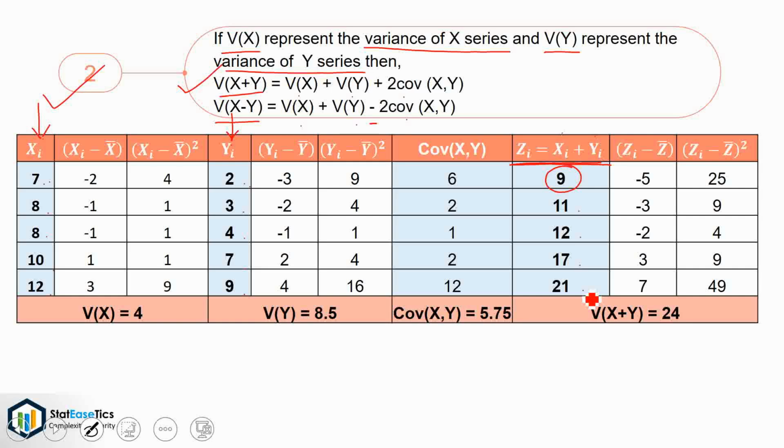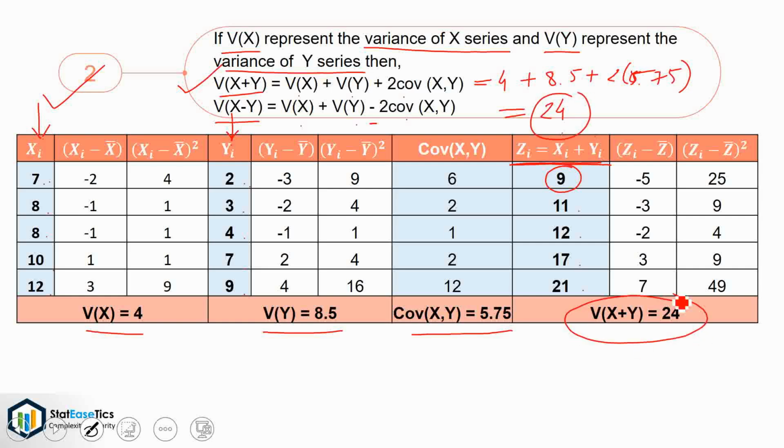Series X has variance 4, Y 8.5, covariance XY is equal to 5.75. Now, in the property, putting the values, we get 4 plus 8.5 plus 2 into 5.75, which is equal to 24. Thus, satisfying the property. Similarly, you can check for Vx minus y.